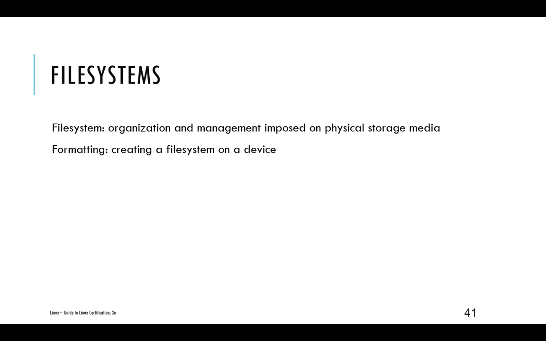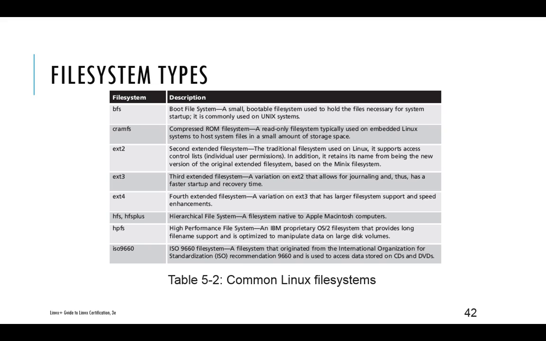Formatting all it does is create a file system on a specific drive, or if you reformat it, basically you're just clearing it off to make space for a specific device. That's all you're doing. Here are your file system types: your BFS, your CRAMFS, your extensions, or the EXTs, 2, 3, and 4, HFS, HPFS. All right.